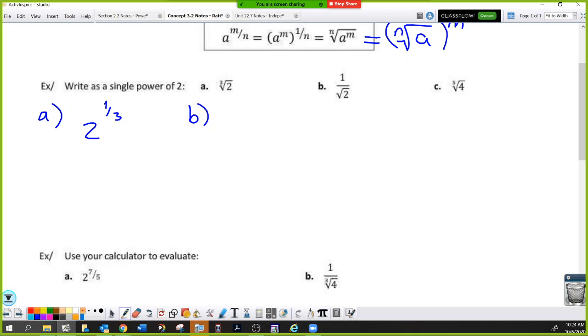Now, for B, that radical, we should recognize that radical as being a square root. We should recognize the square root as being the 1/2 power. But that radical 2 is on the bottom of the fraction. So what that tells us is our power of 2 would be negative. Because 1 over root 2 is 1 over 2 raised to the 1/2. So I can scoot that 2 raised to the 1/2 to the top and call it 2 raised to the negative 1/2.